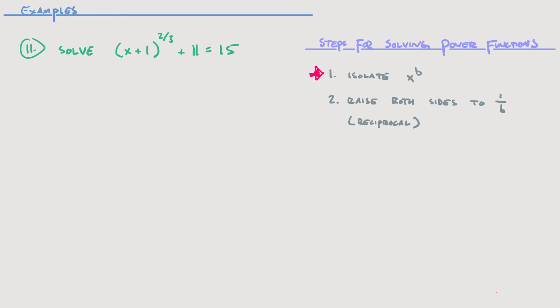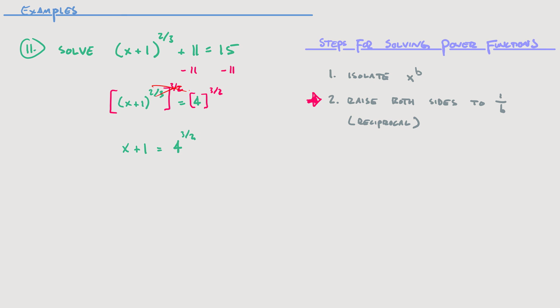Anyway, let's start off by isolating the x to the power here. Except in this case, the x to the power is this whole thing. This is like your x in this example. Only one step. Subtract 11, so we get 4. Now we can go ahead and raise both sides to the 1 over b, which is 3/2 in this case. Then these cancel. We end up with x plus 1 on the left.